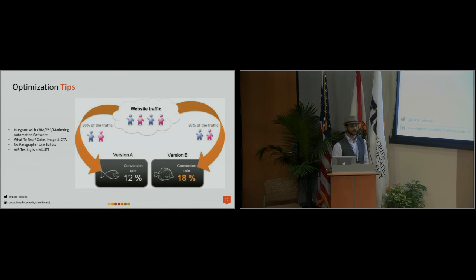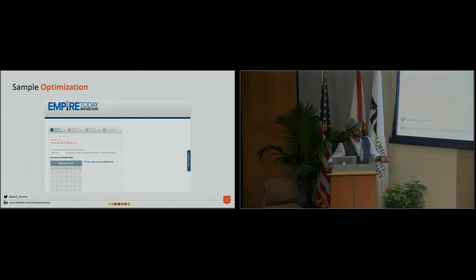Now, what to test when you're doing the A/B testing. Basically, the colors, the images, and the call to action are what you want to test. No paragraphs, obviously. Use bullets, and that's the A/B testing there. This is an actual campaign that we did for Empire Today, and their whole goal was to get estimates scheduled right on their site. As you can see, there are four different steps to the process.